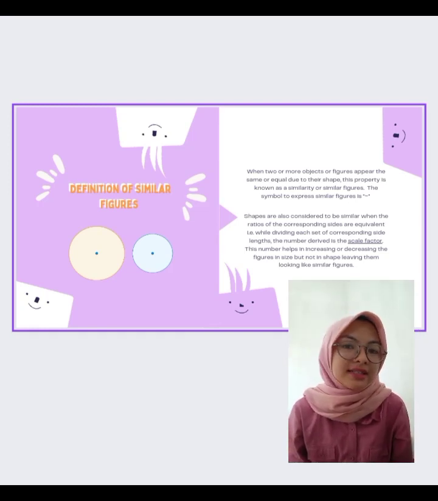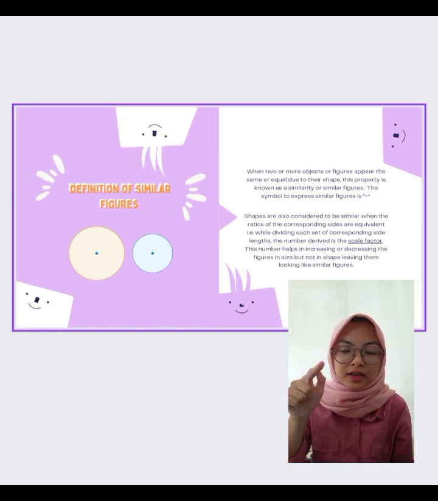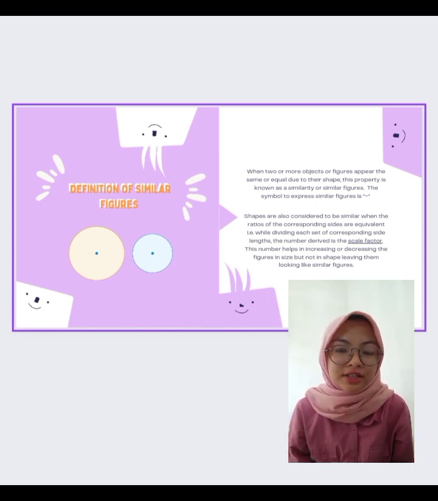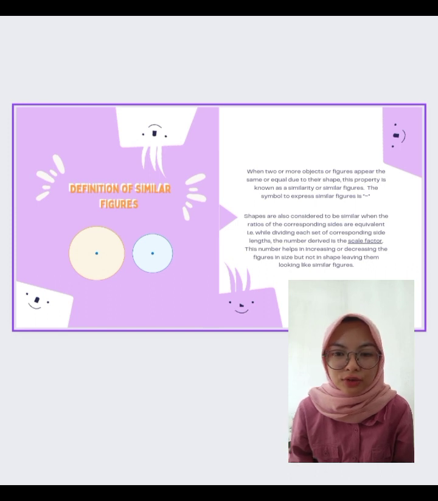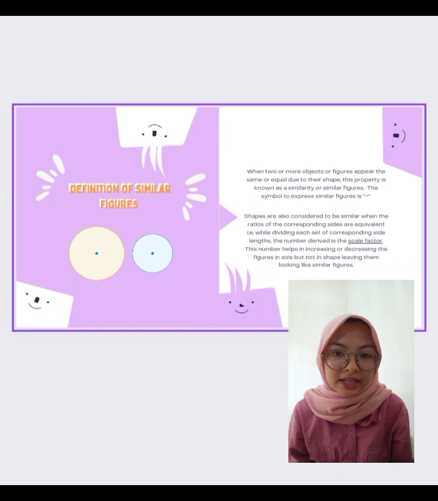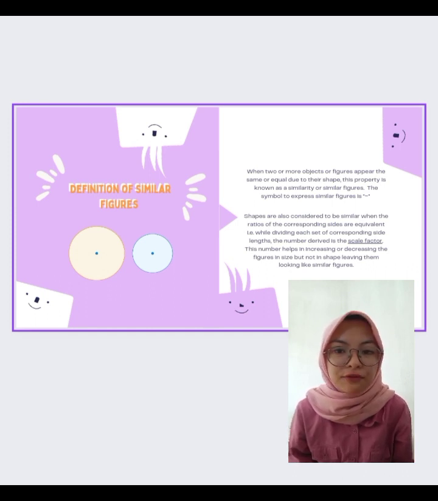Okay, next, the symbol to express similar figures is like this. Shapes are also considered to be similar when the ratios of the corresponding sides are equivalent, that is, when dividing its set of corresponding side lengths. The number derived is the scale factor. This number helps in increasing or decreasing the figures in size, but not in shape, leaving them looking like similar figures.